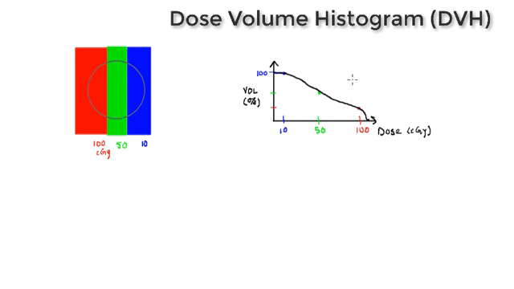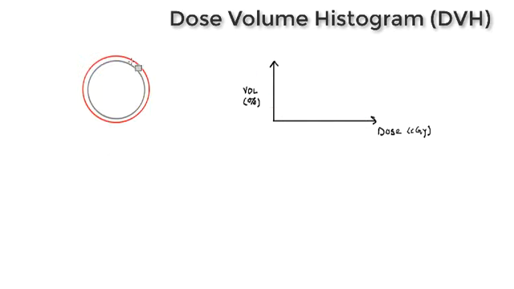And there's some hot spot too where it gets actually more than 100 and it ends up here. So that's a DVH for this coverage of this target. Let's look at another case.